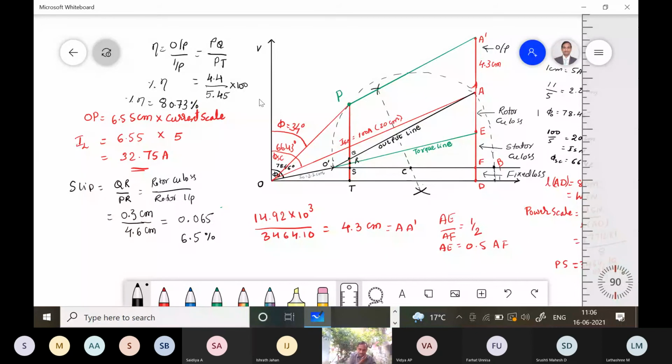Okay, so we have calculated slip, efficiency and line current. And what is the power factor? Cos phi. So we got 34 degree. So cos of 34 degree, that is equal to cos phi. How much? 0.83 lagging. This is equal to cos phi.